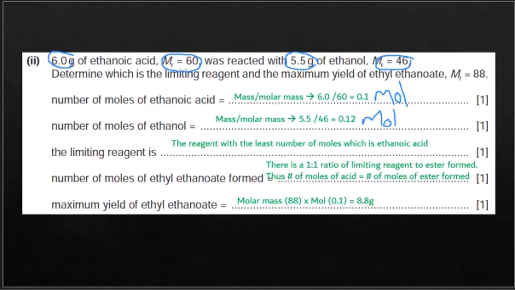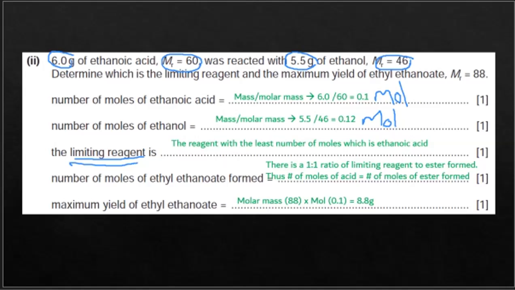That will give you the number of moles. So we check the 2 moles and see which one is the least number of moles, and that is our limiting reagent, right? The one with the least number of moles is our limiting reagent. In this case, it will be 0.1, which is the ethanoic acid. Next, we need to find the number of moles of the ethyl ethanoate that is formed. With the ethanoic acid being the limiting reagent, there's a 1-to-1 ratio of the limiting reagent to the ester that is formed.